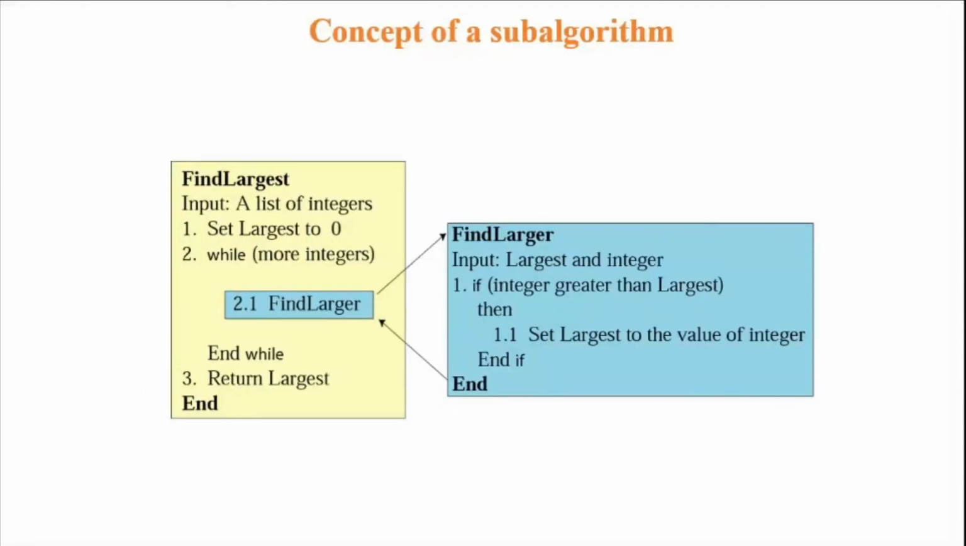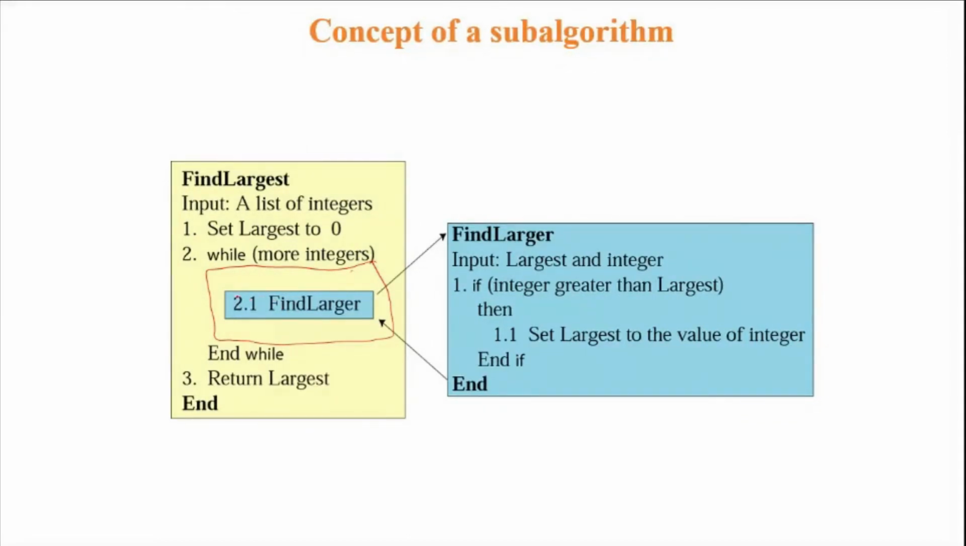Now there is a concept of sub-algorithm. A sub-algorithm is a separate algorithm which is not included in the main algorithm, but it is given a separate name. Like this one: find the largest. We have seen find largest. So input is a list of numbers, set the largest to 0, then while more integers, that we were doing. Instead of writing everything that was here, we write it as find larger. That is, we have to check whether the current number is larger than the current largest or not.